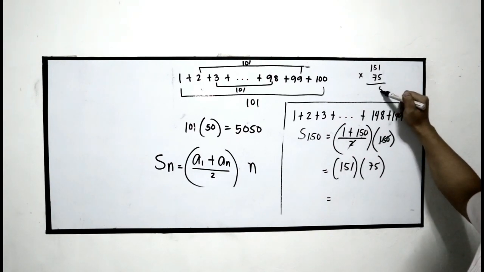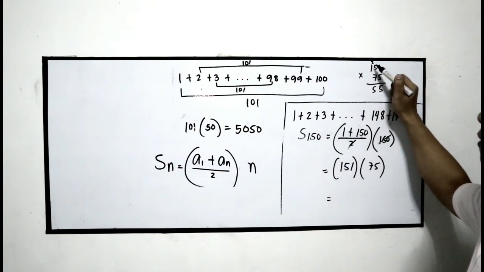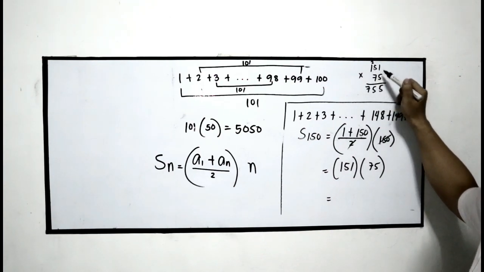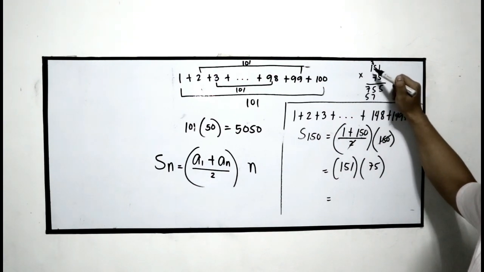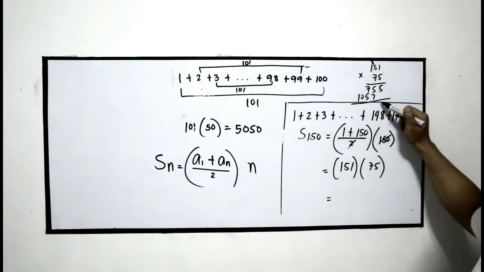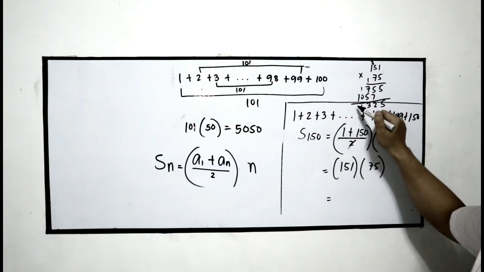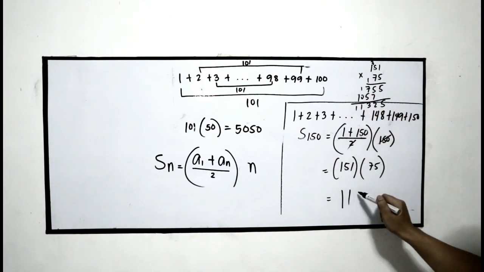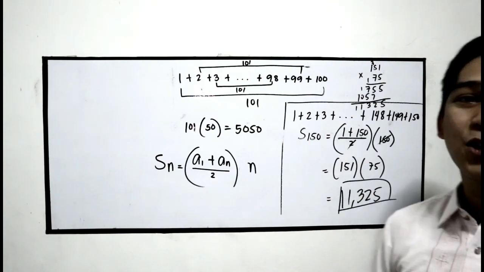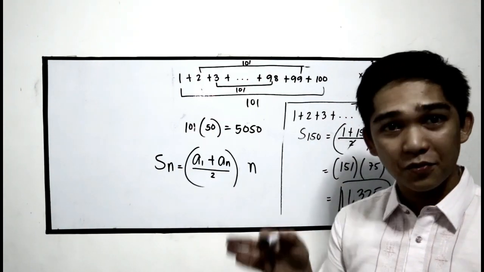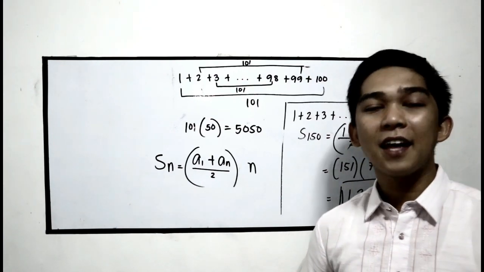5 times 1, 5. 5 times 5, 25. Carry 2. 5 times 1, 5 plus 2, 7. Then 7 times 1, 7. 7 times 5, 35. Carry 3. 10. So this is add 5, 12, carry 1, 3, carry 1, 1, 1. So 1, 1, 3, 2, 5. So if you're going to add 1 up to 150, the sum is 11,325.